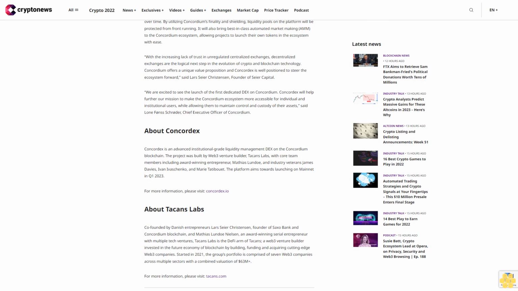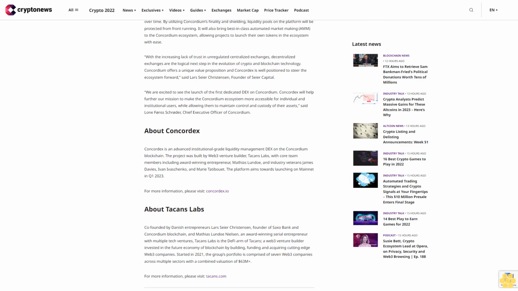Additionally, the platform will offer advanced liquidity management, such as adaptable liquidity pools which will allow liquidity providers to optimize capital deployment and maximize returns over time. By utilizing Concordium's finality and shielding, liquidity pools on the platform will be protected from front-running. It will also bring best-in-class automated market-making, AMM, to the Concordium ecosystem, allowing projects to launch their own tokens in the ecosystem with ease. With the increasing lack of trust in unregulated centralized exchanges, decentralized exchanges are the logical next step in the evolution of crypto and blockchain technology.